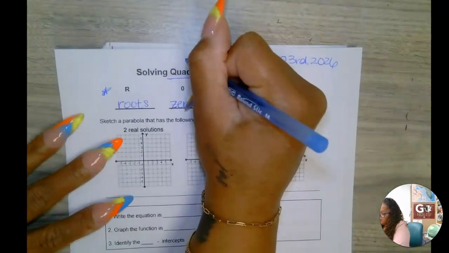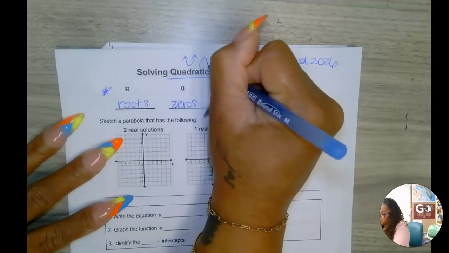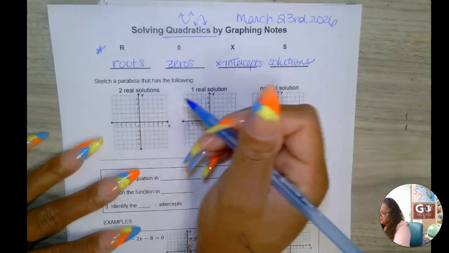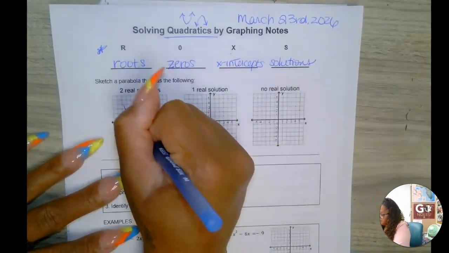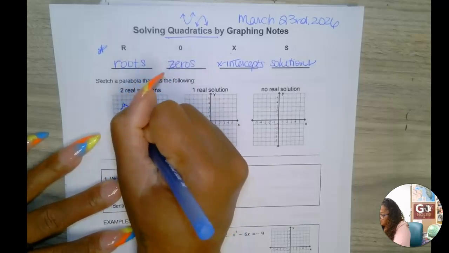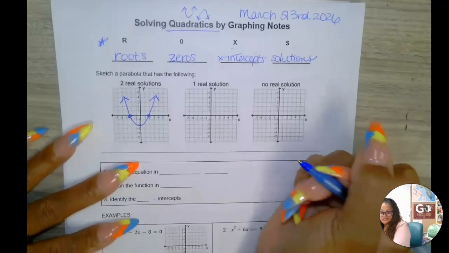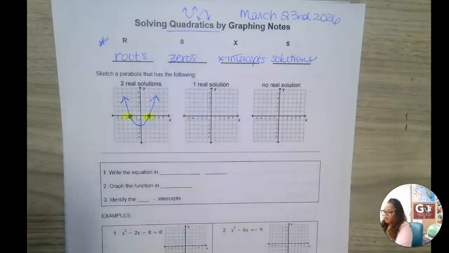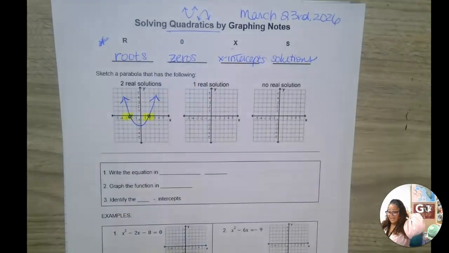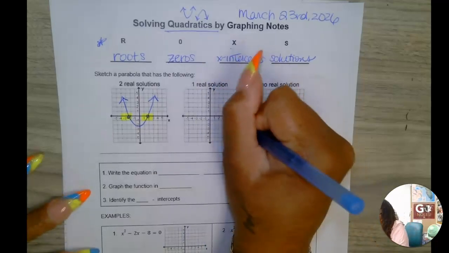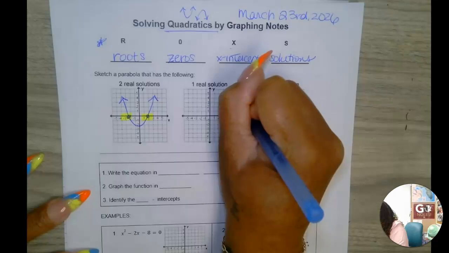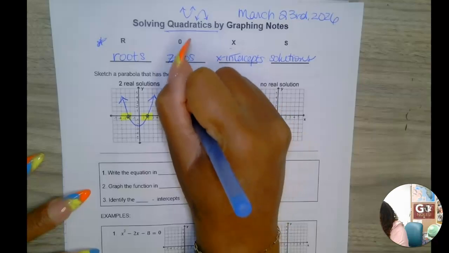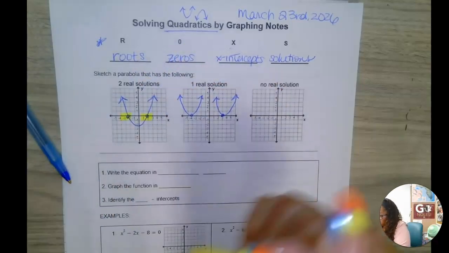Remember, these are parabolas that open up, that's positive, and down, that's a negative. So it says sketch a parabola that has the following. Two real solutions means two real numbers are visibly there, and it'll cross the x-axis twice. One real solution is where it only has one x-intercept. Typically that's where they put the vertex over here or over here.